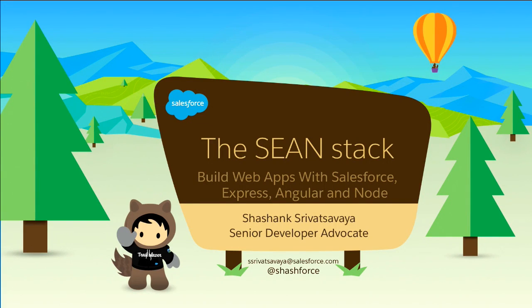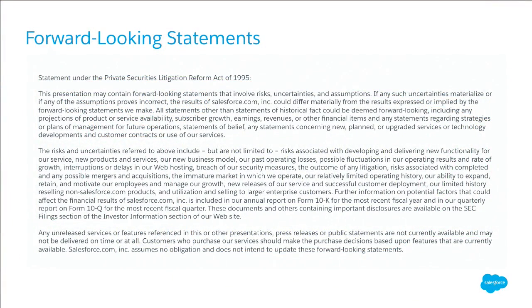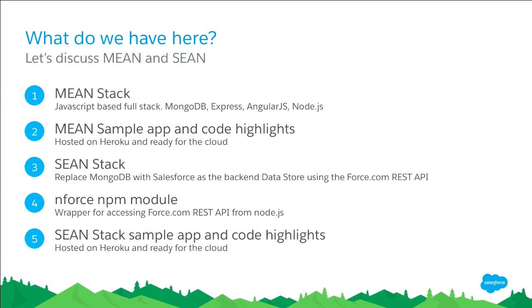And let me do the forward-looking statements drill first. I might make any forward-looking statements today about products which are probably not generally available already. Don't make your purchasing decisions based on that. Only decide based on features that are already available in the product. Right? OK. So what do we have today?